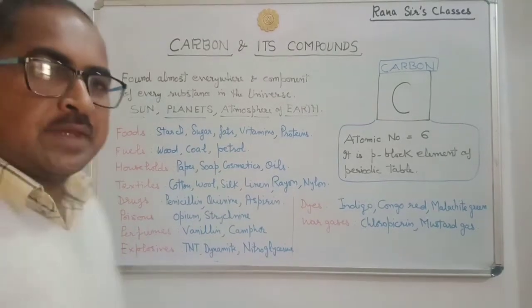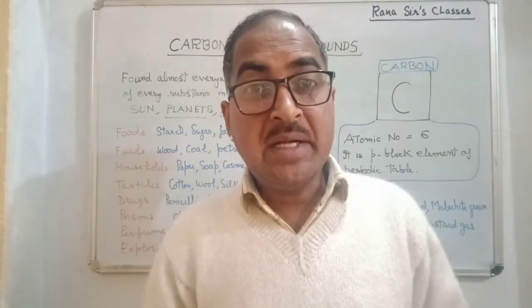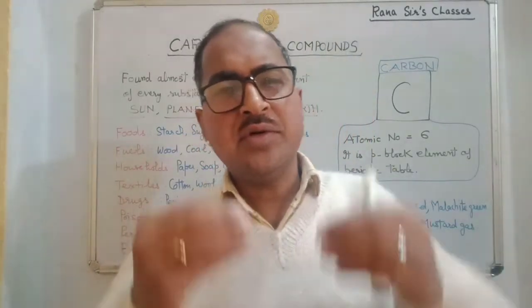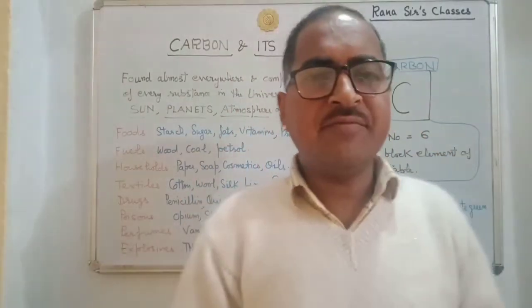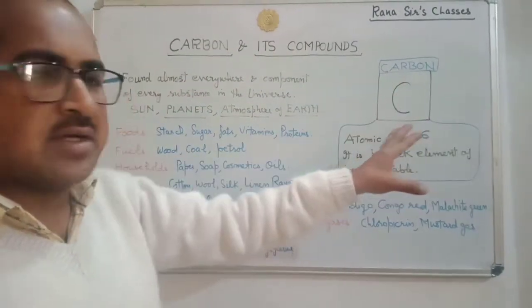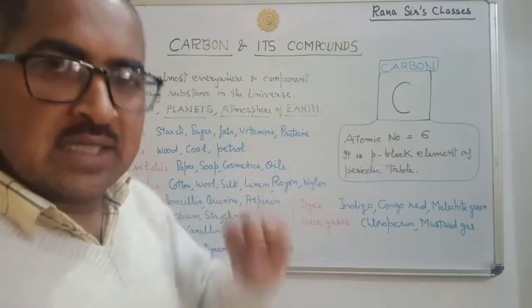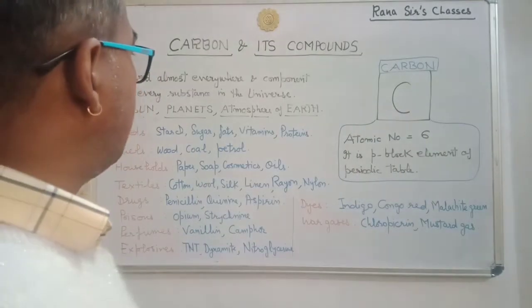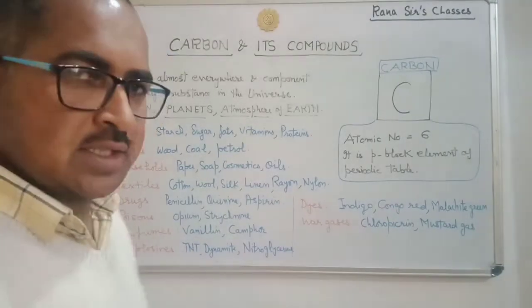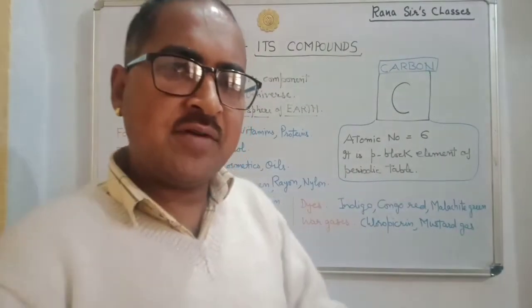So students, first we try to know about the versatile nature and the abundance of carbon. Carbon is such an element which is found in everything and everywhere. It has atomic number 6 and is one of the elements of the P block of the periodic table. It is found almost everywhere, in the universe, in the sun, planets, and the atmosphere of the earth.